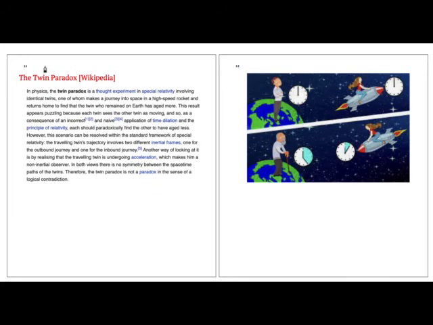Time dilation leads to something called the twin paradox. What's the twin paradox? Well, here I've copied this from Wikipedia. In physics, the twin paradox is a thought experiment in special relativity involving identical twins, one of whom makes a journey into space in a high-speed rocket and returns home to find that the twin who remained on Earth has aged more.